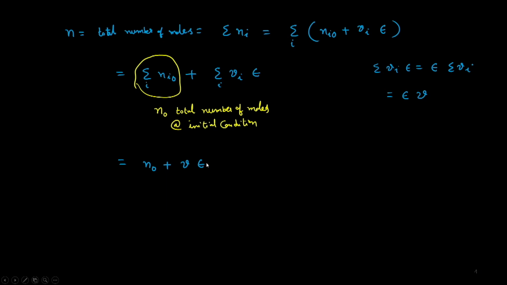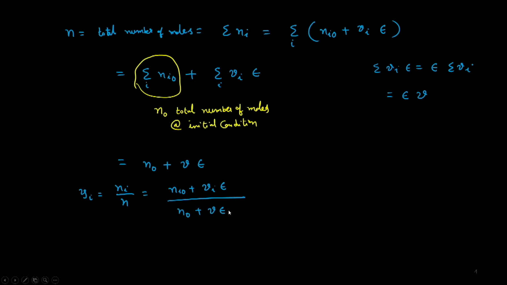This is the total number of moles at any time t, and the total number of moles at the initial time is N naught. Now once I have N, and I also had Ni from the previous expression, then yi is simply going to be Ni over N, and that would be Ni naught plus nu I times epsilon over N naught plus nu times epsilon.